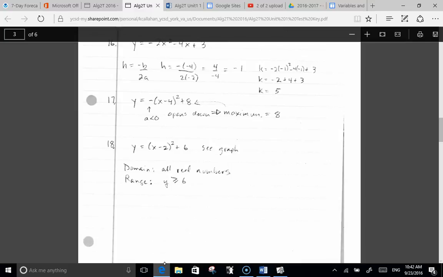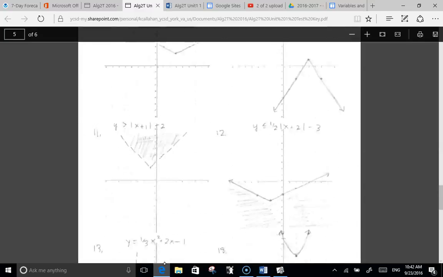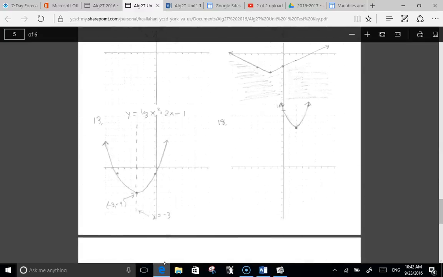Okay, now does this thing open up or down? It opens up, and what is the vertex? 2, 6. So if you just sketch that on a graph, which I did, I used that open spot. If you sketch that on the graph, number 18, there's the vertex at 2, 6, right? So what does it look like the range is?